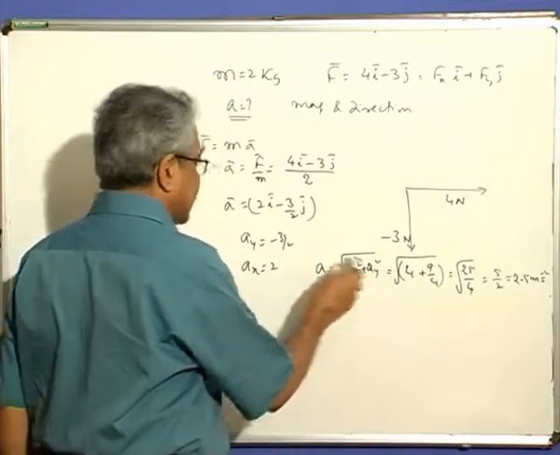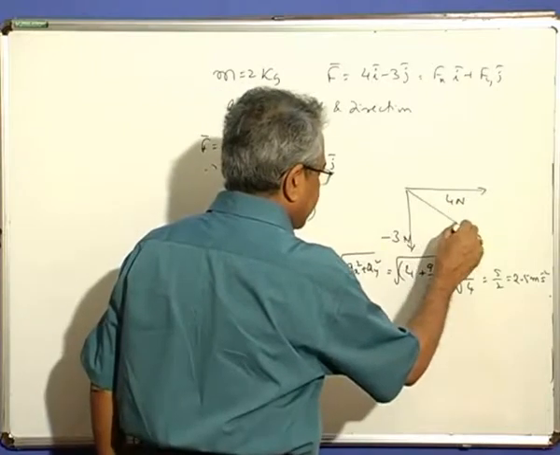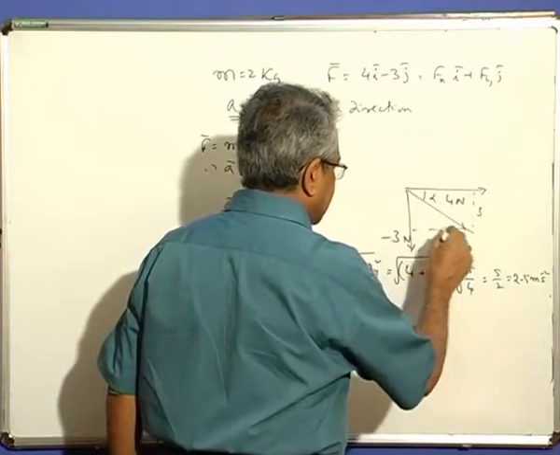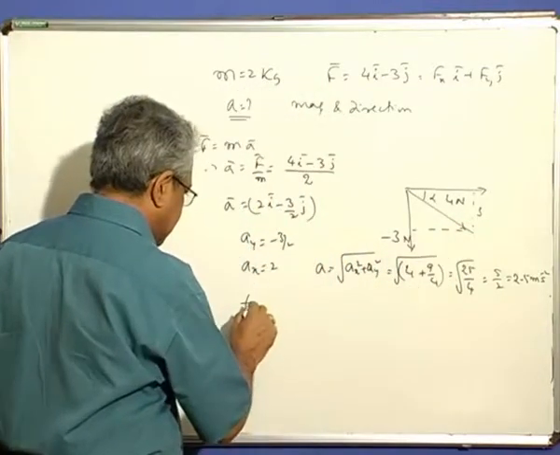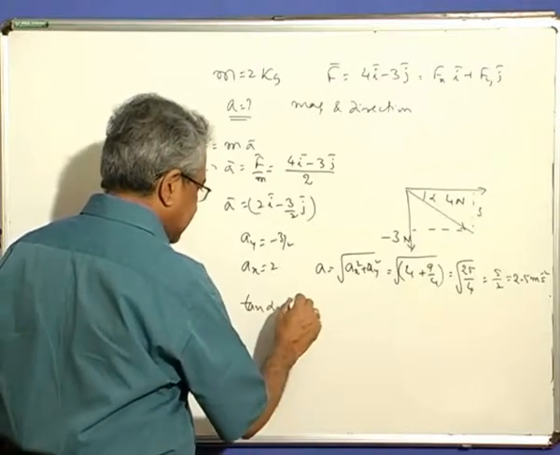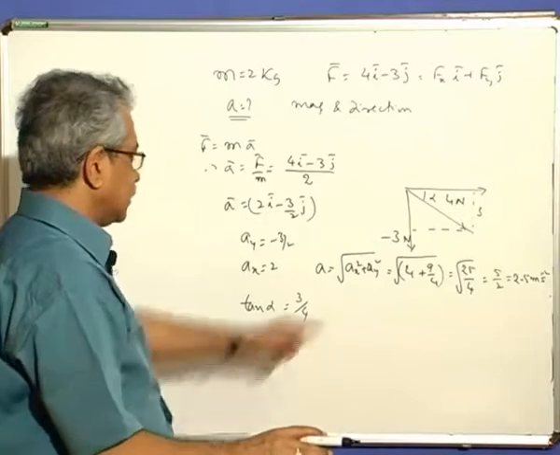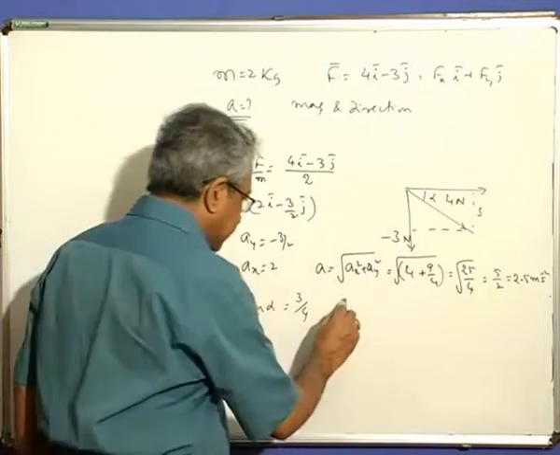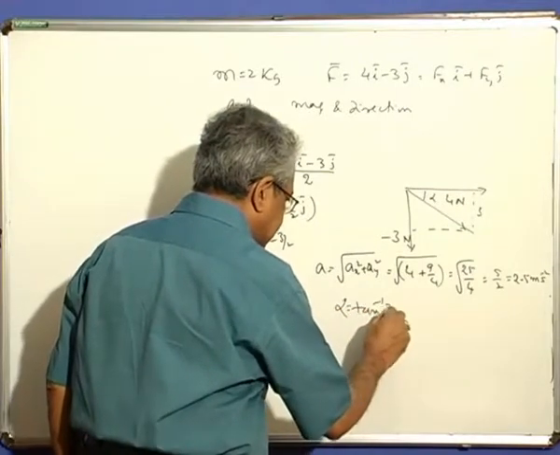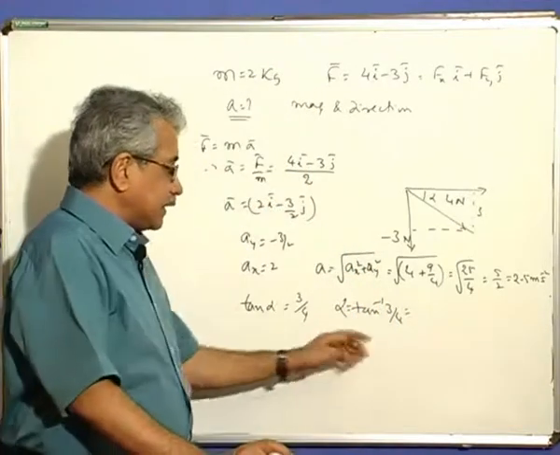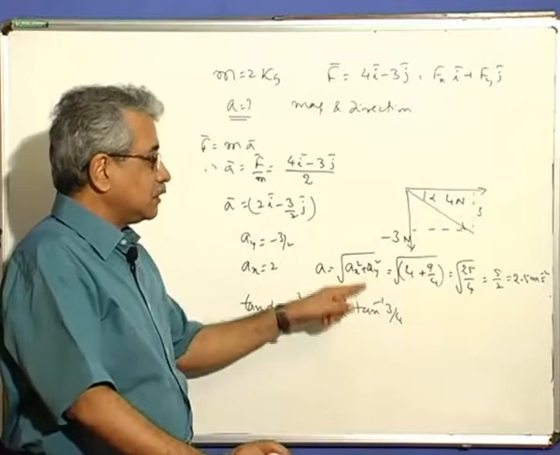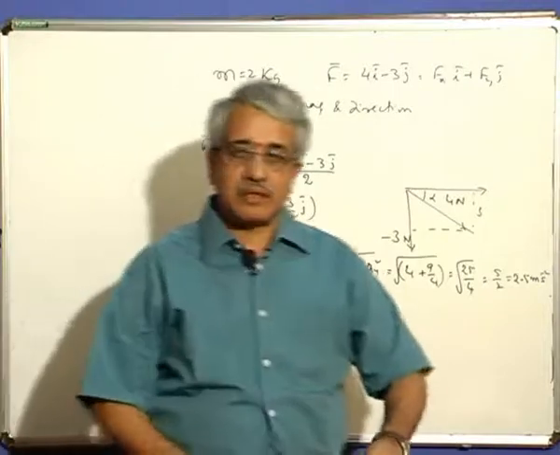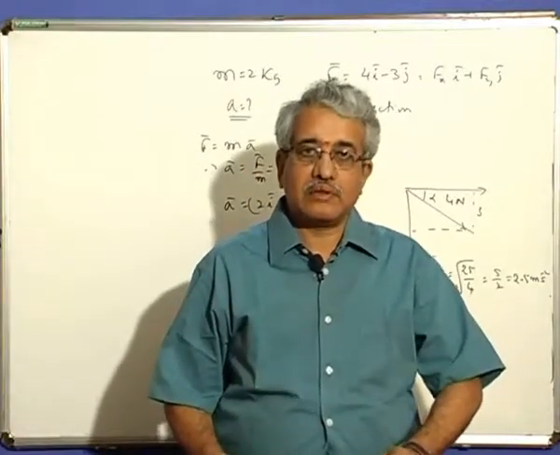For the direction of acceleration, we always take the angle here, suppose this is alpha. Tan alpha is given by 3 by 4, this becomes 3, that becomes 4. If you draw the parallelogram there, you can see this becomes 3, that becomes 4. So alpha is tan inverse 3 by 4. Like this, we will be able to get the magnitude and direction of the acceleration from a vector equation also, if it is given in this way. It all depends upon how the problems are. You can now try to work out more problems given in your module.